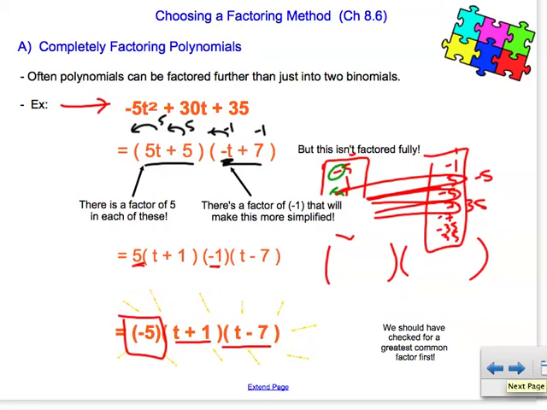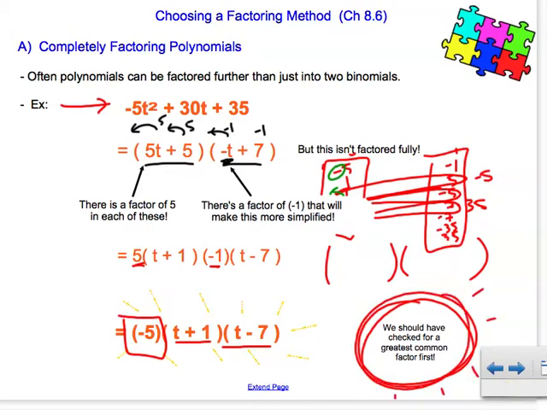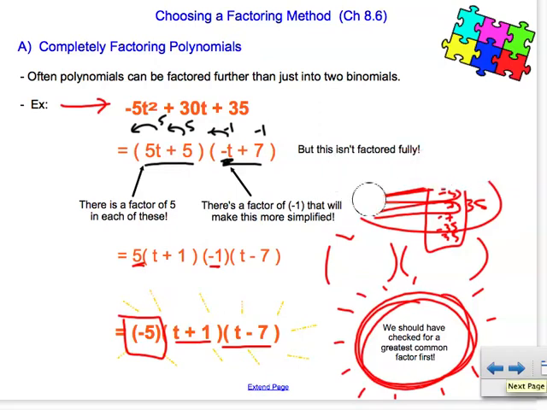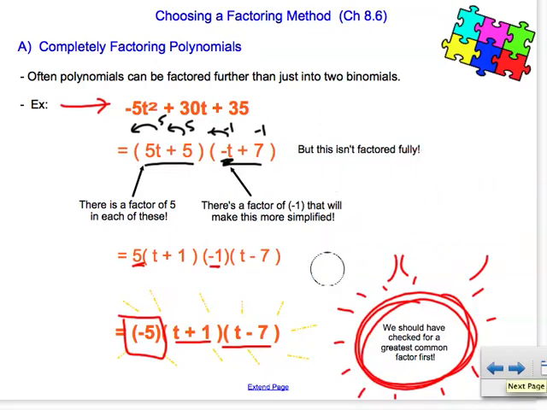But really the point I'm trying to make here is we should have checked for a greatest common factor first. That's really what I'm trying to get through to you guys in this slide. This problem became much more difficult when I was trying to factor because I have bigger numbers that I need to deal with. So what I want you to think about first, if you're given a binomial, two terms, is to check to see if it's the difference of two squares.